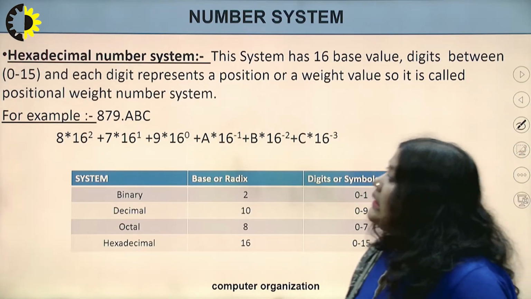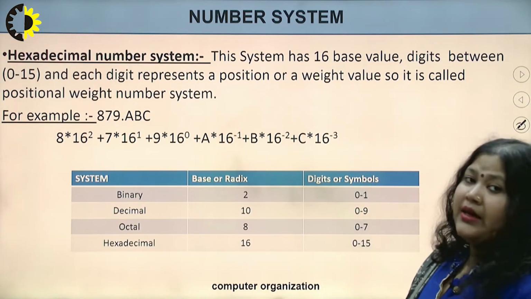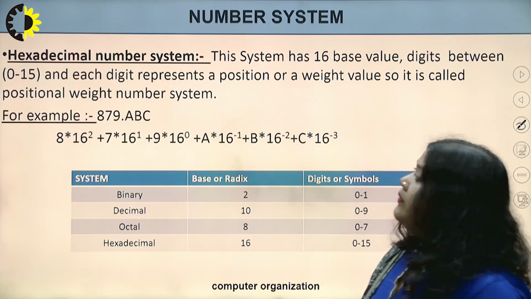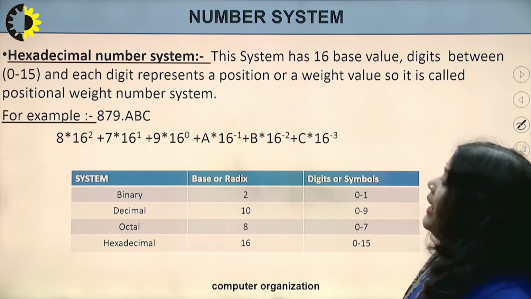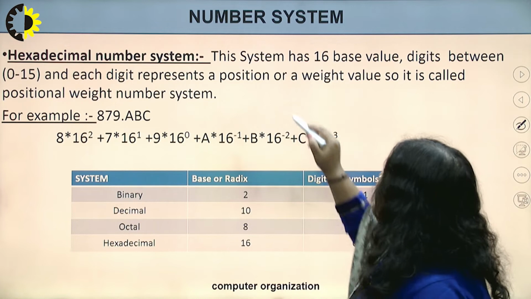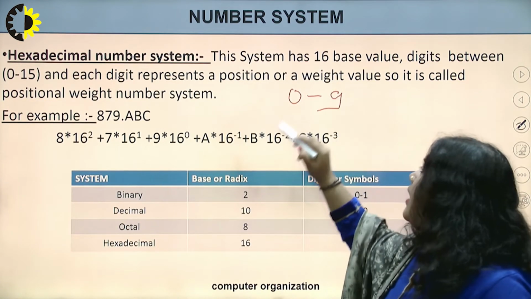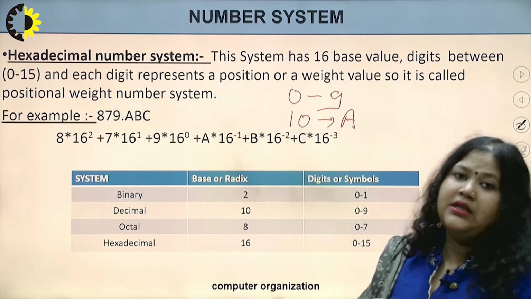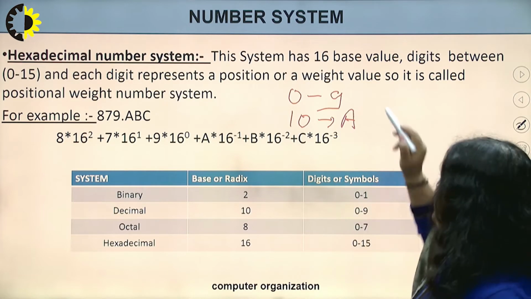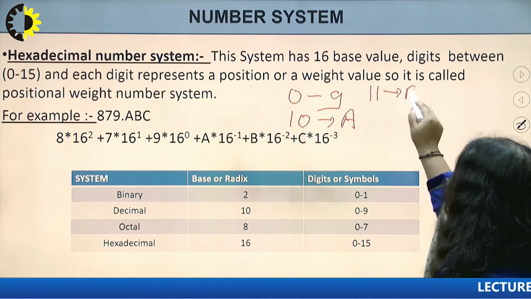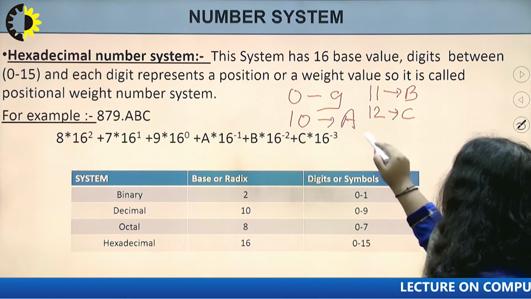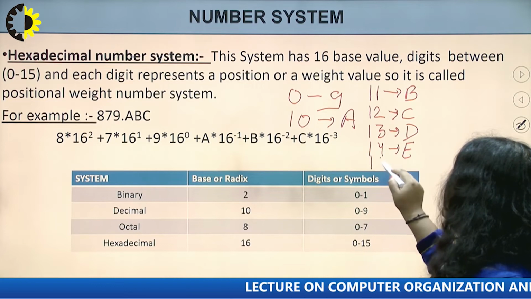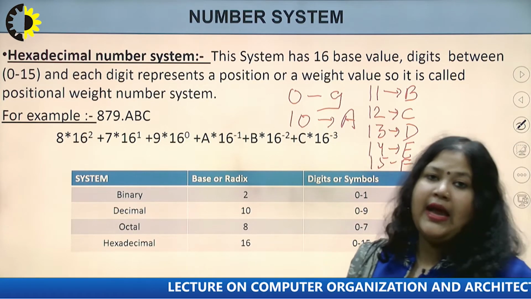Now, last is the hexadecimal. In hexadecimal, the range is 0 to 15 and the base is 16. But in hexadecimal, we represent the values differently. 0 to 9 are the normal numbers, but after 9, we represent 10 as A. This is the recognition system of the hexadecimal. Now, 11 is B, 12 is represented as C, 13 as D, 14 is E and 15 is F. This is the basic representation of the hexadecimal number system.